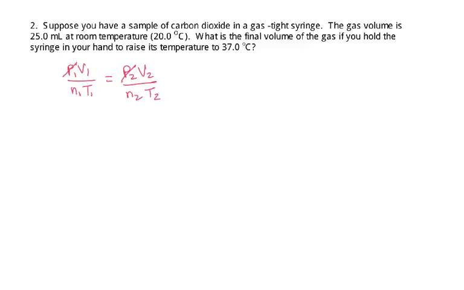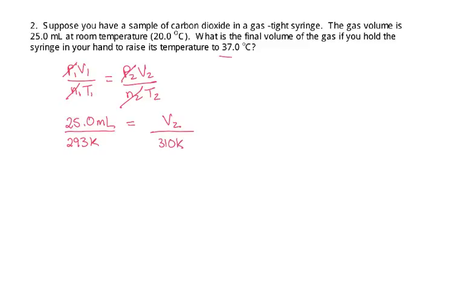Our initial volume is 25.0 milliliters. Our final volume is what we're trying to solve for, over. The amount is not mentioned, so we're talking about the same sample, so the amount is the same, and we can cross that out. And then initial temperature is 20 Celsius, but remember you have to use Kelvin, so that would be 293 Kelvin. And then final temperature is 37 Celsius, which would be 310 Kelvin.